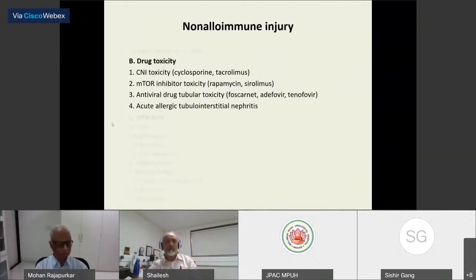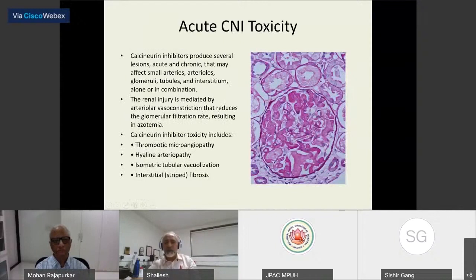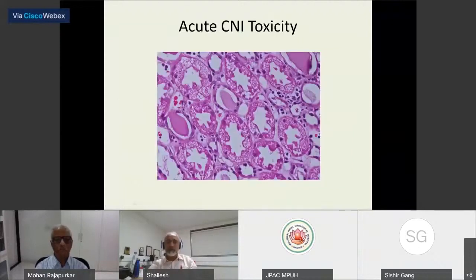Next comes drug toxicity, which is more common and which we see on a day-to-day basis. More common is CNI toxicity, where one of the most common features is thrombotic microangiopathy, where we see fibrin-platelet thrombi filling up the glomerular capillary wall, as well as some fibrinoid necrosis of the vessel wall. In CNI toxicity, we also see classic isometric vacuolation of epithelial cells.